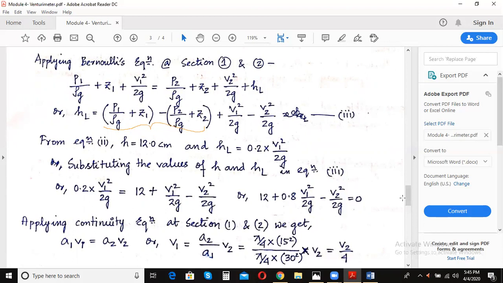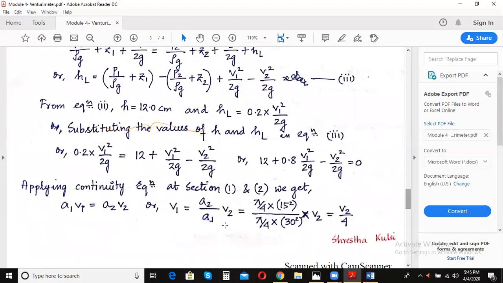Our main aim in this problem is to calculate the discharge. In order to do so, we have first implemented the Bernoulli's equation, to get this expression, which contains only the terms V1 and V2. G is known to everyone. Now, second, we will apply the continuity equation.